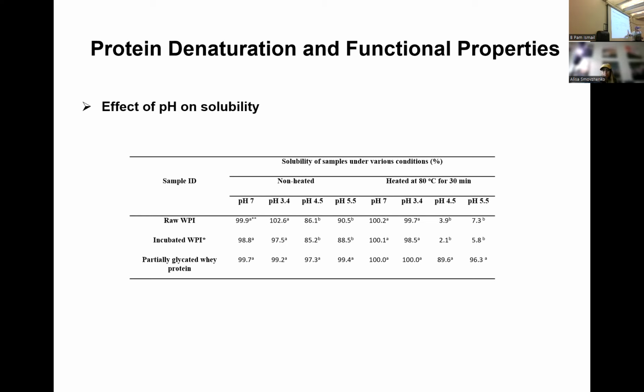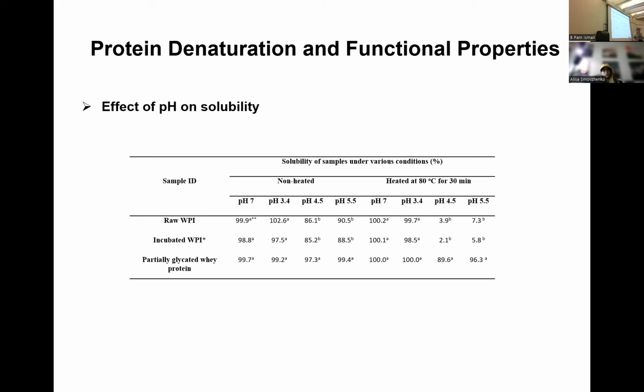We glycated the protein. When we glycated the protein, it resisted denaturation. And when whey protein is not denatured, it's very soluble. So it's not denatured and it remained 90% soluble at pH 4.5. So that was a great finding. We were so happy to publish the work.